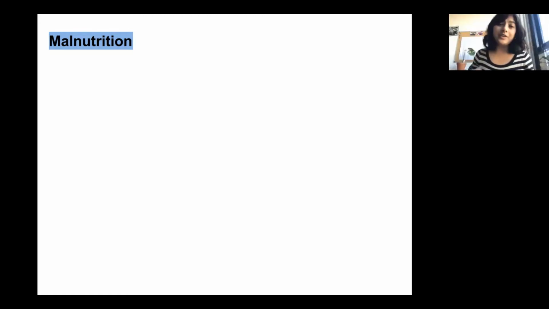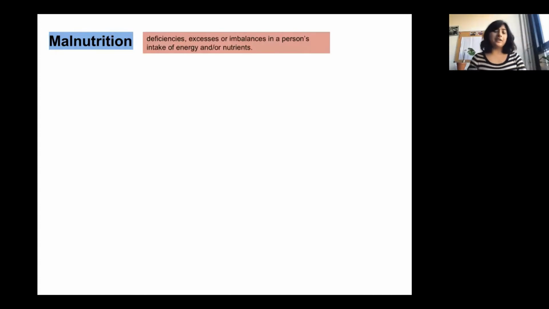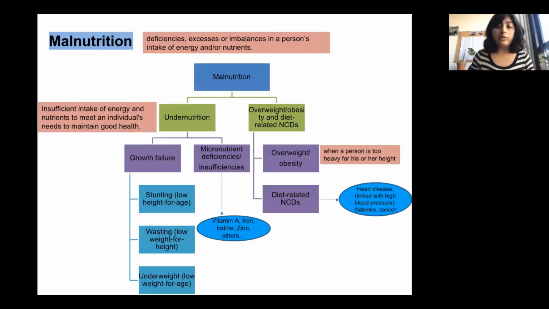So you know already about malnutrition, right? Okay, so exactly, malnutrition is any deficiency, excess, or imbalance in a person's intake of energy or nutrients that we just discussed in our previous slide. So if there is any imbalance, deficiency or excess, that leads to malnutrition. And you rightly said there are 2 different forms of malnutrition. The one is undernutrition. Undernutrition is insufficient intake of energy and nutrients to meet the individual's need of maintaining good health.